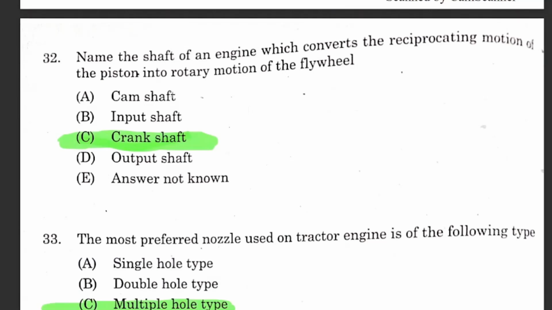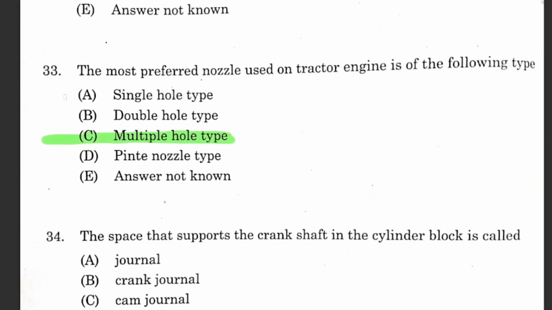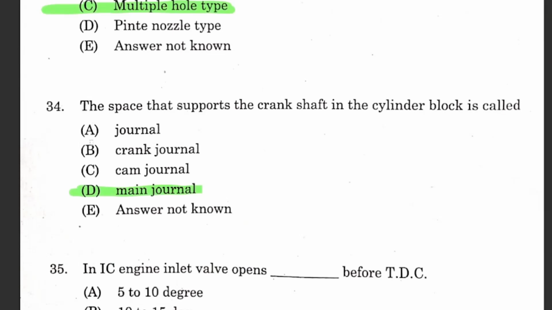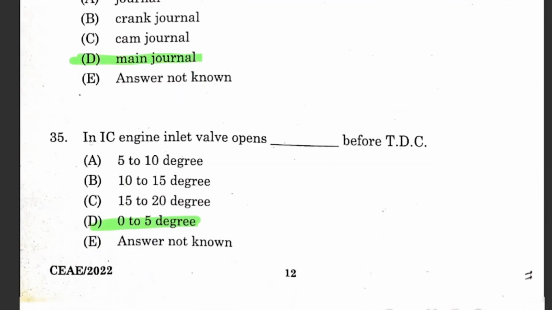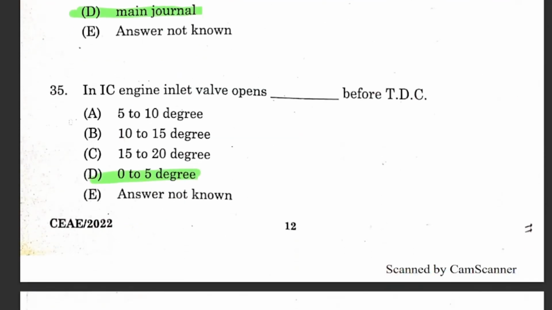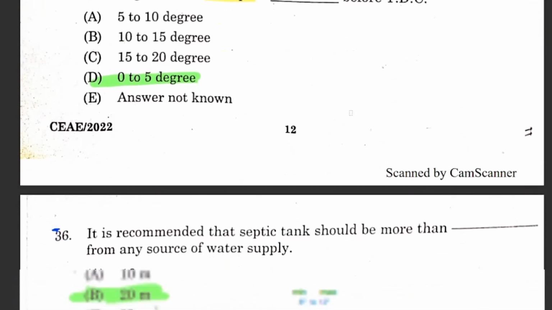Next one is question number 32. Name the shaft of an engine which converts the reciprocating motion of the piston into rotary motion of the flywheel. So that is done by crankshaft. Option number C is correct. Question number 33. The most preferred nozzle used on tractor engine is the following type. So that is multi-hole type nozzles are used. Next question is 34. The space that supports the crankshaft in the cylinder block is called main journal. Option number D is correct. In internal combustion IC engine, inlet valve opens dash before TDC, so that is open before 5 degree. Option number D is correct.